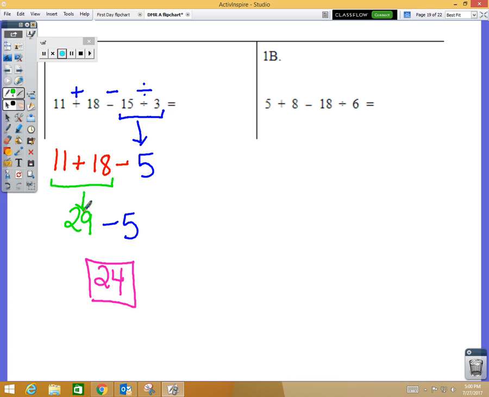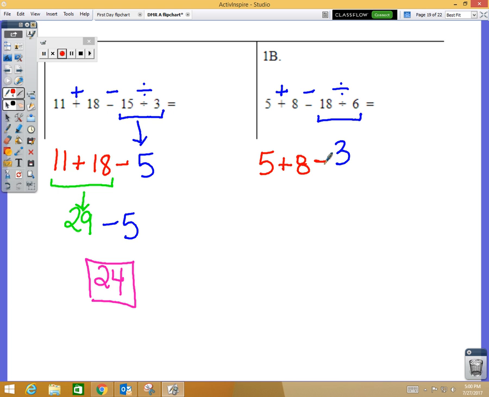Alright, so I'm going to look over there at the problem to the right of this, and over there I also have addition, subtraction, and division. So I'm going to solve this problem in a similar way. If you want, you can pause the video and try to solve it yourself. Alright, so again, addition, subtraction, and division. So I want to do my dividing first. 18 divided by 6 I know is 3. But I do not want to forget to bring the rest of this problem down. I want to rewrite it. 5 plus 8 minus. And then I had my 3.